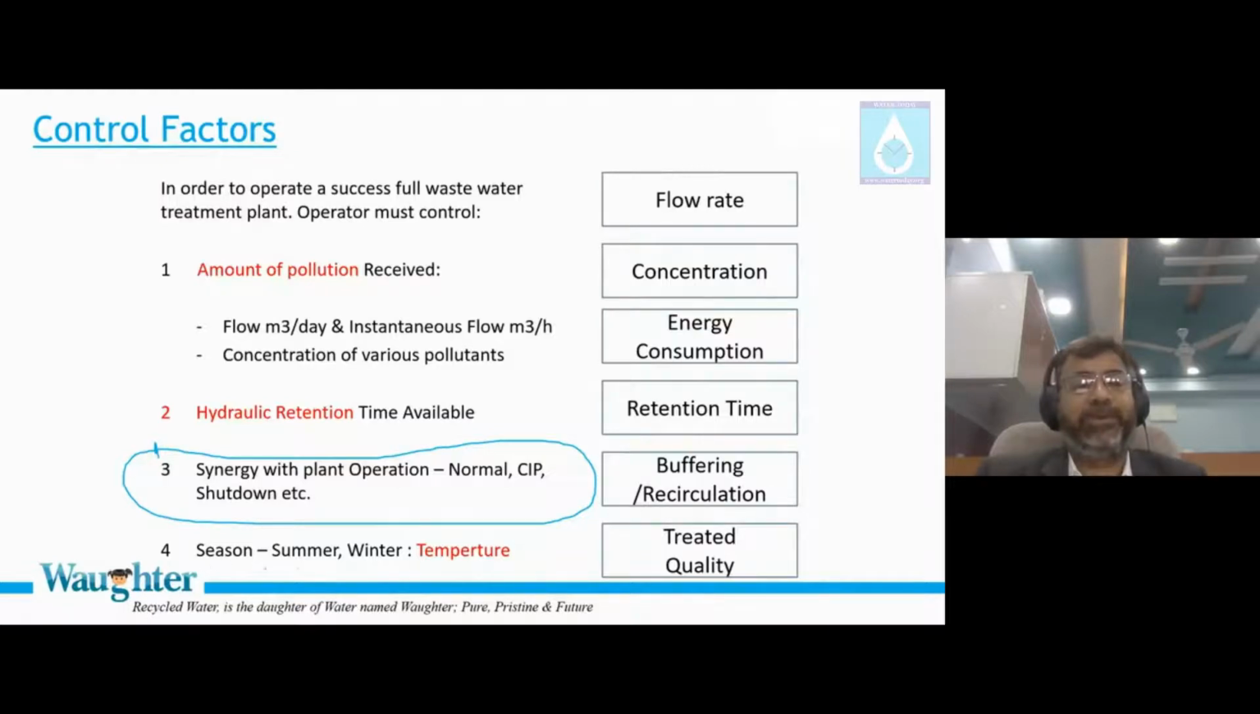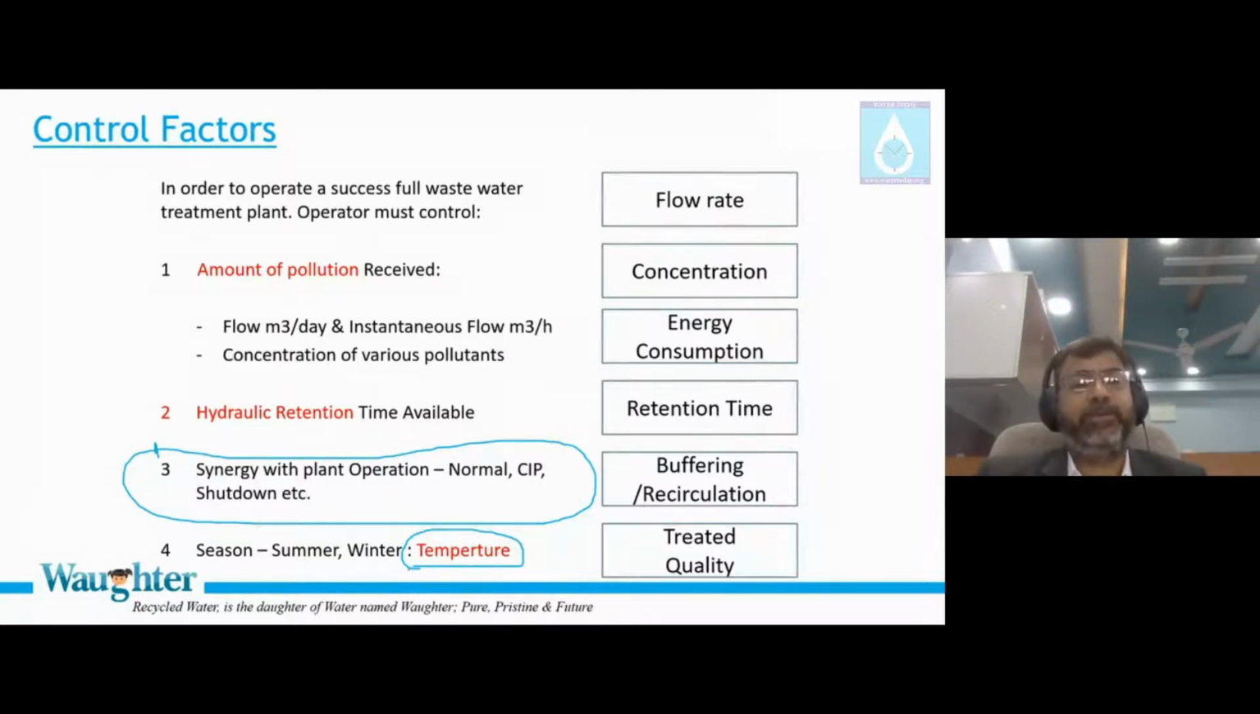And fourth, the season, summer, winter temperatures. Okay. What works in summer doesn't work in winter. So why? Because my bugs are different. Even as humans, the moment you understand the creature, bugs are like humans, you'll understand what I'm saying. The way we are uncomfortable in very extreme cold and extreme hot temperature, same way in sewage treatment, extreme cold and extreme hot is a problem.